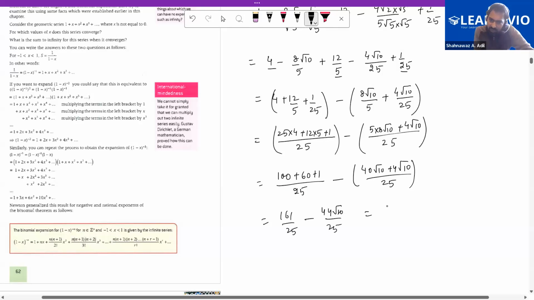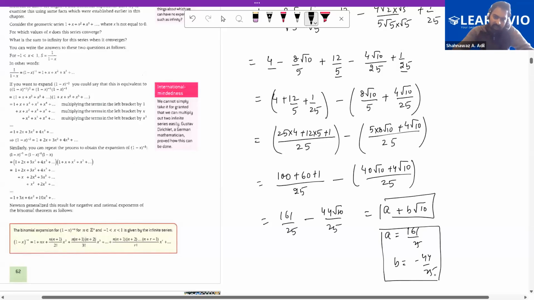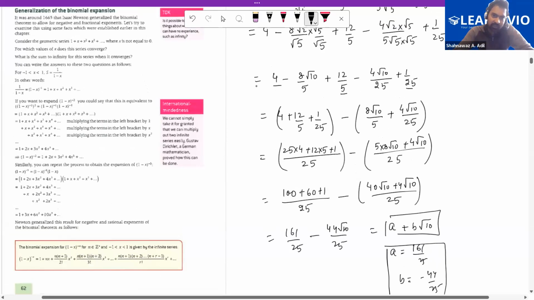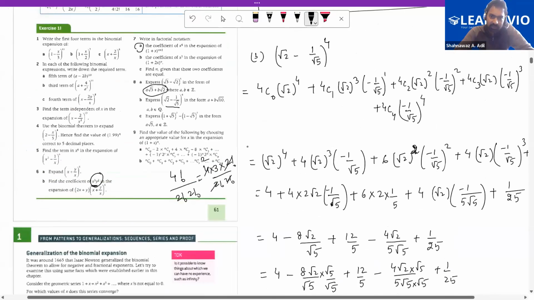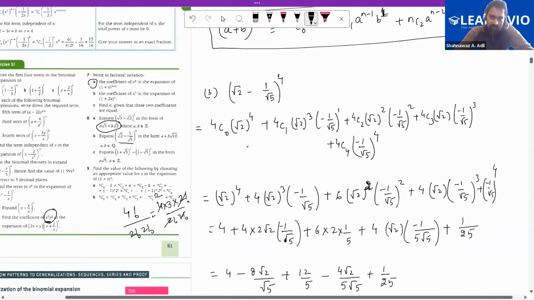So this is in the form of A plus or minus B root 10, where A is 161 by 25 and B is minus 44 by 25. So these are fractional numbers. That was the question they were asked, right? Yeah, please note this down. Okay, I've written that down.